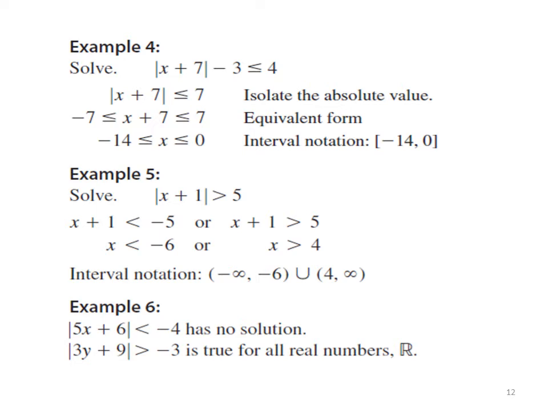The next inequality, the absolute value of 3y plus 9 is greater than minus 3. This is an inequality that's true for all real numbers because the absolute value is always larger than or equal to 0, so it will be larger than negative 3. The solution set will be the set of all real numbers.